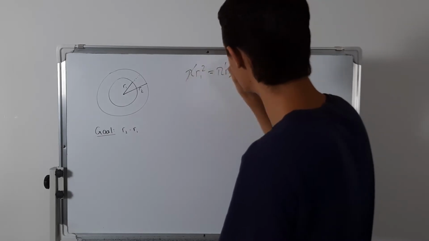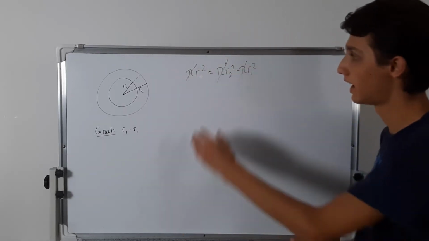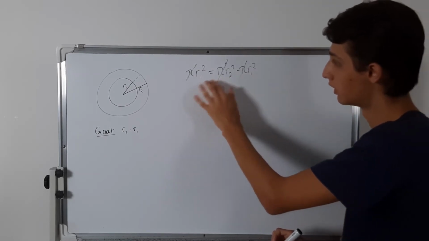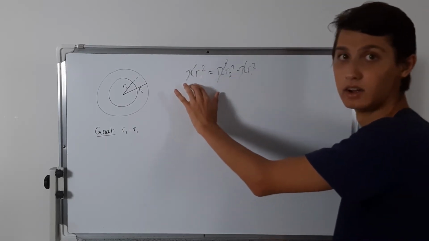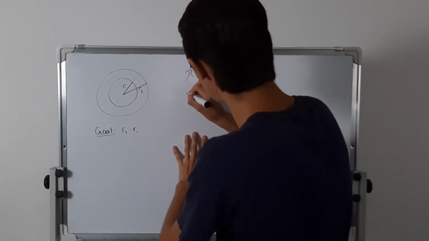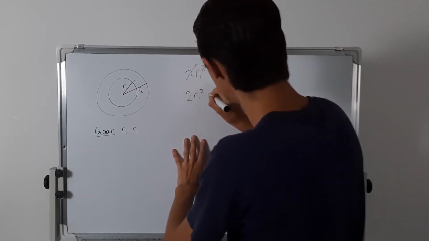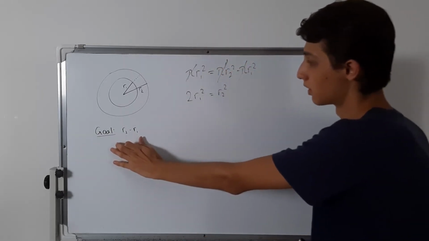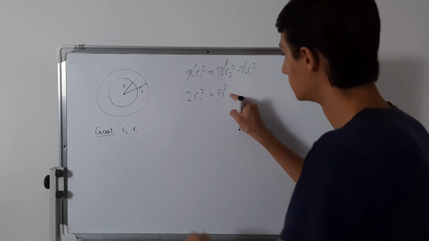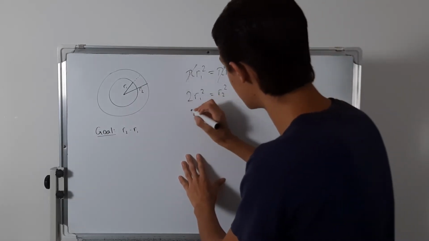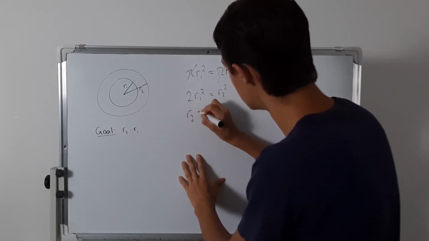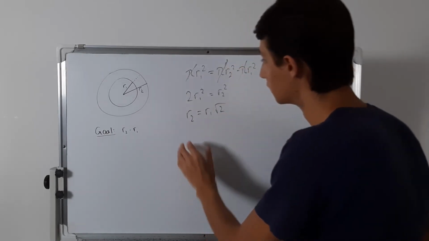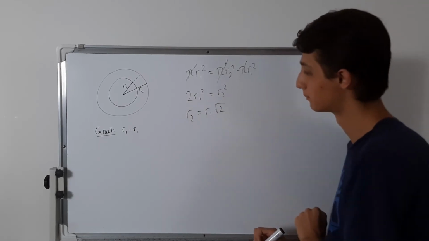Let me write that a little better. So the pi's just cancel out there. And then what we can do now is we notice that we have an r1 squared on both sides, and we can just add this over there, so we get 2r1 squared equals r2 squared. So what we want to find is r2 minus r1, that's our goal. If we just square root both sides, then what we get is r2 is equal to r1 times root 2.